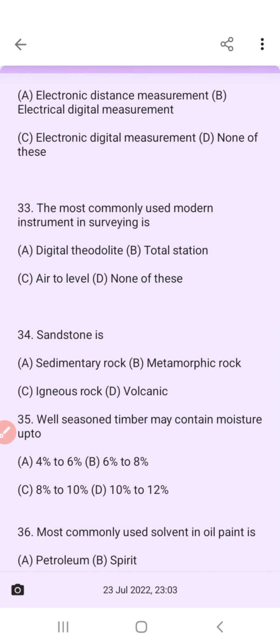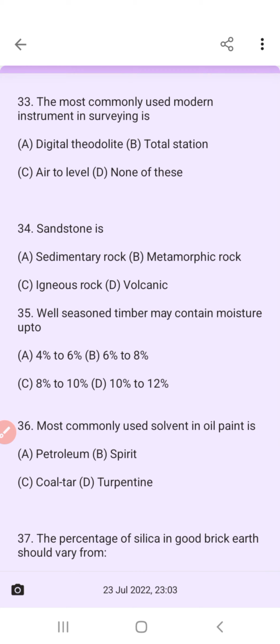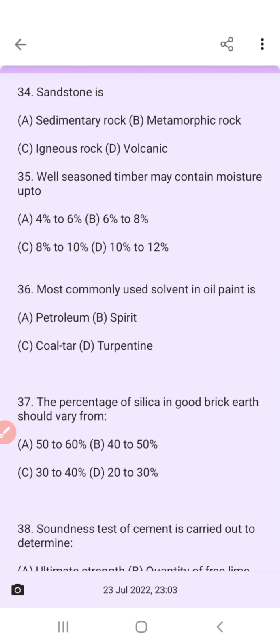Next question, sandstone is a sedimentary rock. Well seasoned timber may contain moisture up to 6 to 8%. Question 36. Most commonly used solvent in oil paint is turpentine.